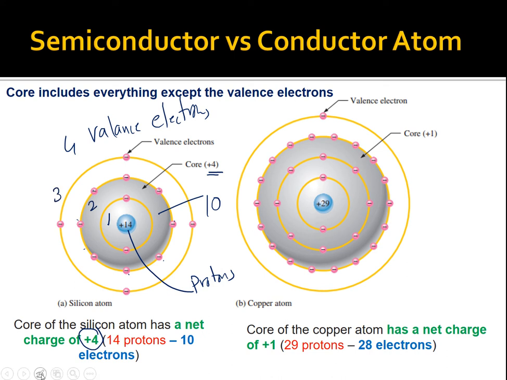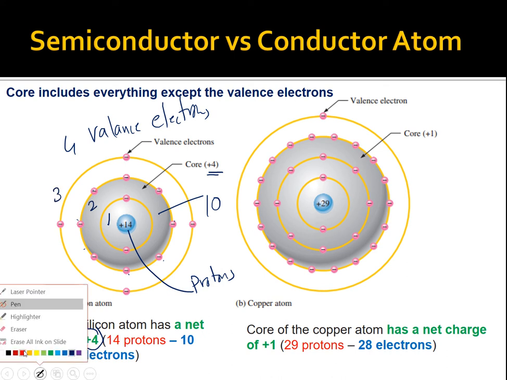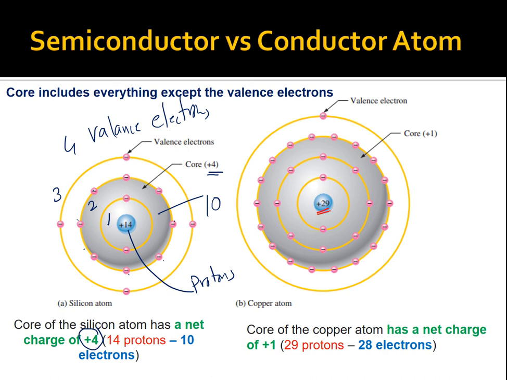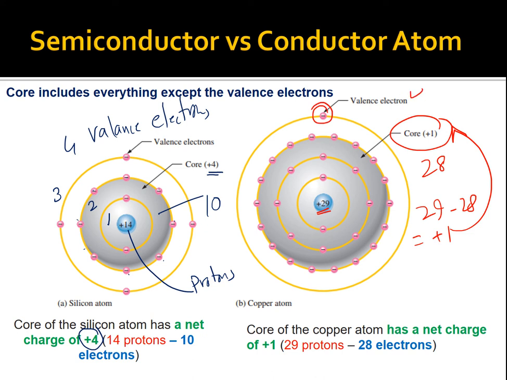Now let's look at the copper atom. In the copper atom we have 29 protons, and if you count the number of electrons in the core, there are 28. So basically the net charge is 29 minus 28, which is +1. So the core has a net charge of +1, and there is only one electron in the valence shell. And here we have 4 shells, 1, 2, 3 and 4.